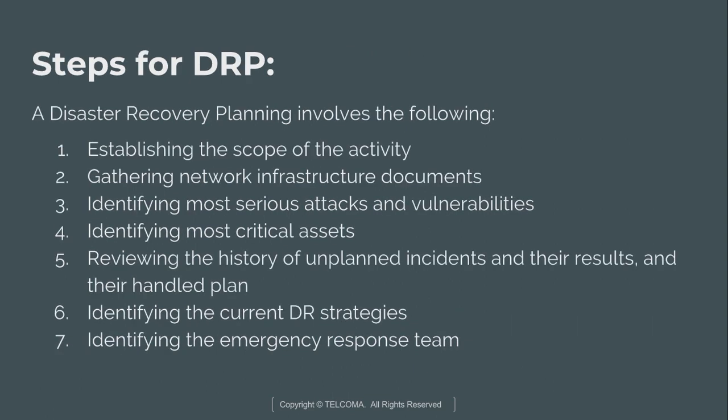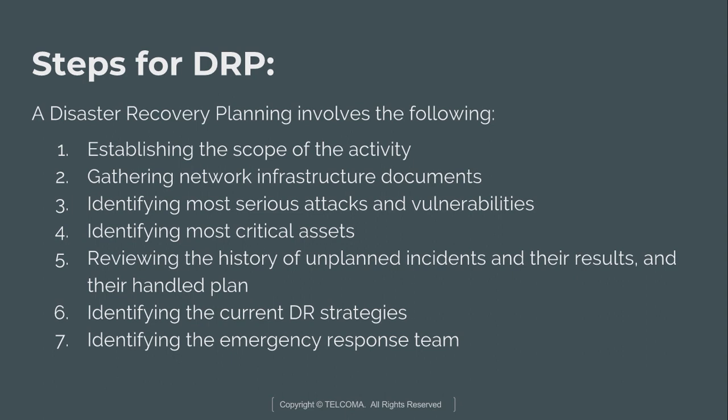Next is step 4, DRP, that is disaster recovery plan. So here these steps are involved in the disaster recovery plan. First one is establishing the scope of the activity or the area of the disaster. Second one, gathering network infrastructure documents or the network connectivity documents of an organization. Identifying the most serious attacks and vulnerabilities that are threats to the organization.